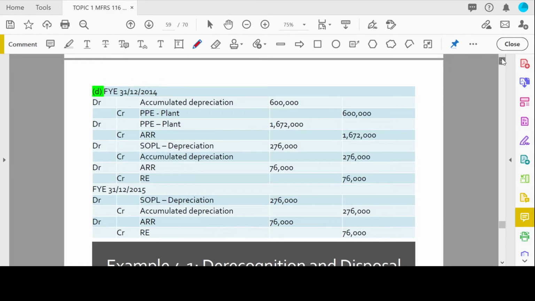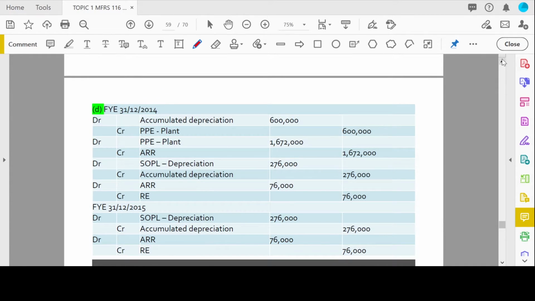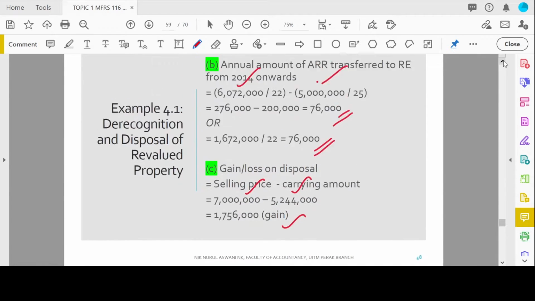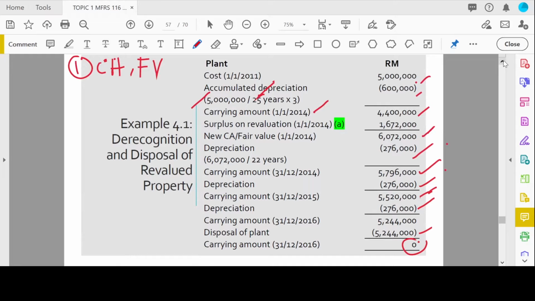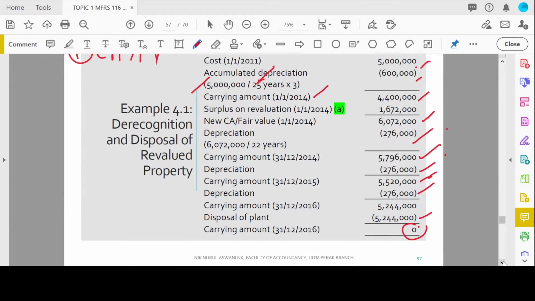To prepare the journal entry. Since the question did not limit the year or the date for the preparation of the journal entry, it would be better if you start the preparation of the journal entry from the date of purchase, or starting from whatever information that you have been provided with. So if we start from the date the plant was purchased, it will be starting from 1st January 2011.